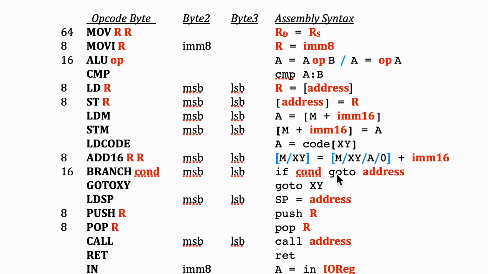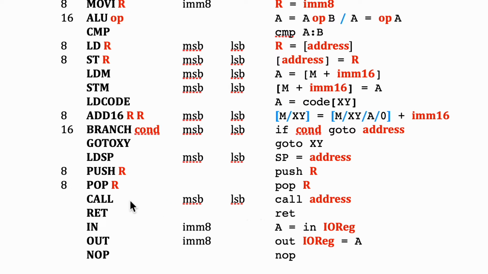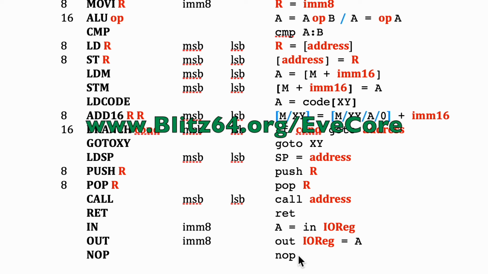We talked about the conditional branch instructions. We talked about the indirect jump instruction. We also have an instruction to load the stack pointer, and we have push and pop instructions, and we have a call instruction as well as a corresponding return instruction, and we have the in and out instructions that read from the I/O registers. And finally, we have a no-op instruction. I didn't mention the encoding of that, but it's any instruction where the opcode is all zeros is considered to be a no-op. And so that pretty much wraps up the instruction set architecture of the EveCore.